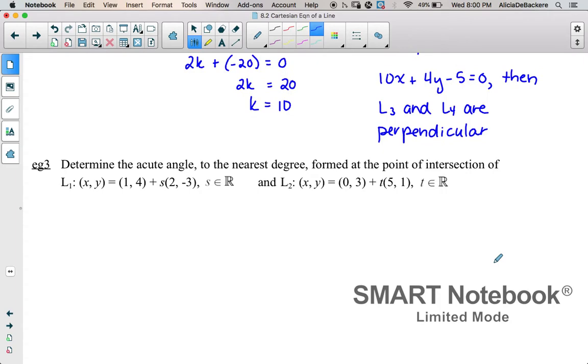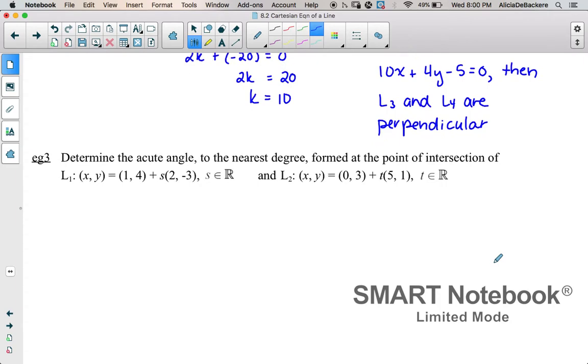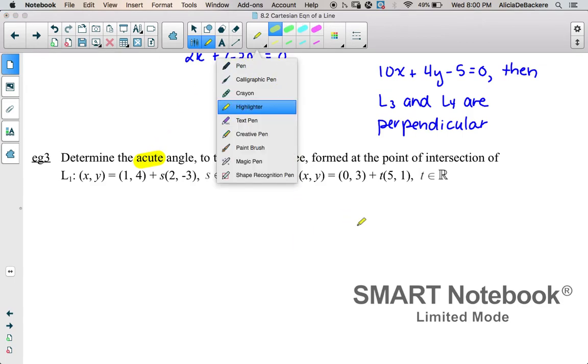All right, the next one here, example 3, we're determining the acute angle to the nearest degree formed at the point of intersection. So I'm just going to highlight that word acute. It tells me that my answer does have to be between 0 and 90 degrees. So I'm just keeping that in mind for the end of the question.